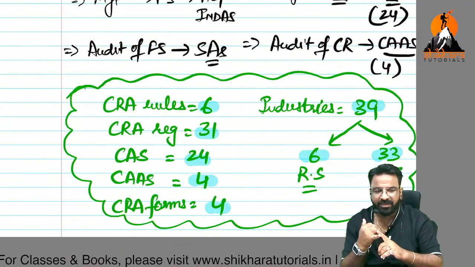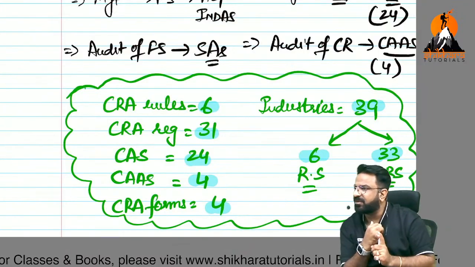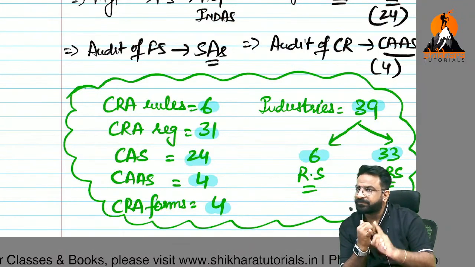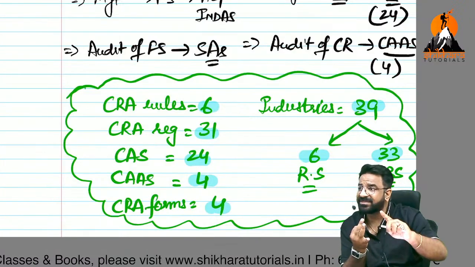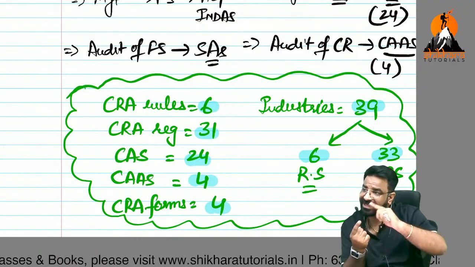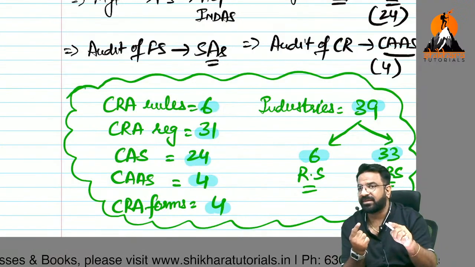Shall we repeat it again? Now please tell me, what do you mean by CRA rules? How many are there? 6 are there. CRA forms? 4 are there. CAAS? 4 are there. CAS? 24 are there. How many industries?